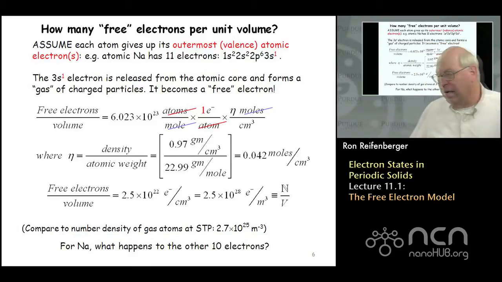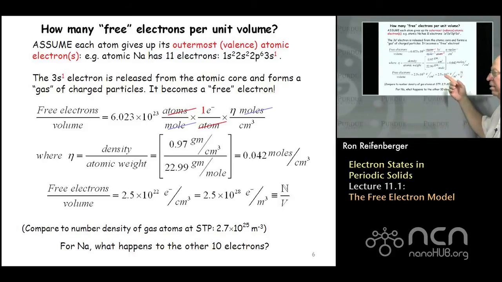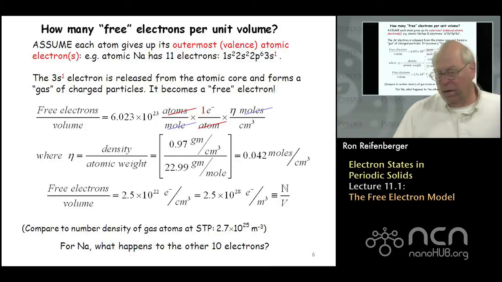And that number, the number of free electrons per unit volume for any element, often is given a special symbol, which is this funny shaped N. So this is the number N per unit volume. It's this 2.5 times 10 to the 28th electrons per cubic meter.